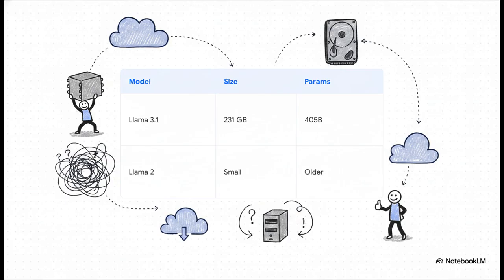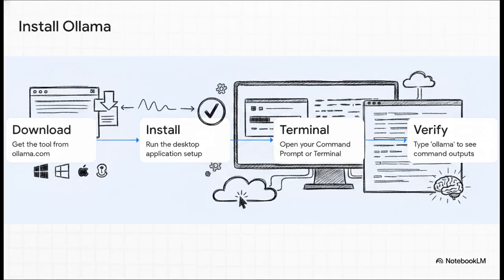For this explainer, we're going to focus on the standard Llama 2 model. It's a bit older, yeah, but it's way smaller and super accessible for a standard desktop setup. Actually getting it onto your machine? Super straightforward. Just head over to ollama.com, hit download, and grab the version for Windows, Mac, or Linux.